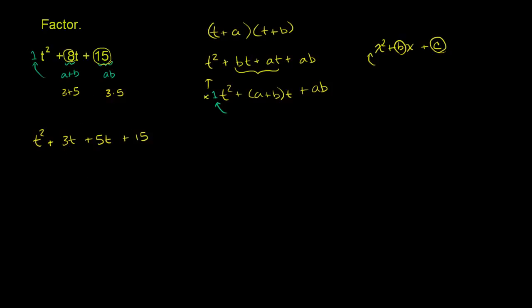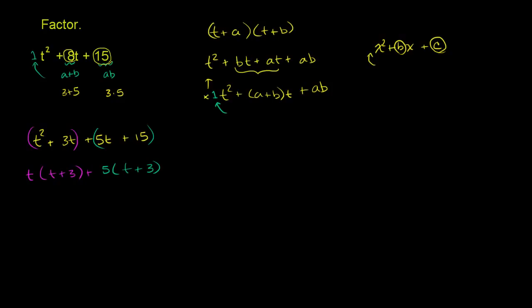And now I can factor it by grouping. These two guys right over here have a common factor t, and then these two guys over here have a common factor 5. So let's factor out the t in this first part of the expression. It's t times (t plus 3), plus, and then over here, if you factor out a 5, you get 5 times (t plus 3). 5t divided by 5 is t. 15 divided by 5 is 3.